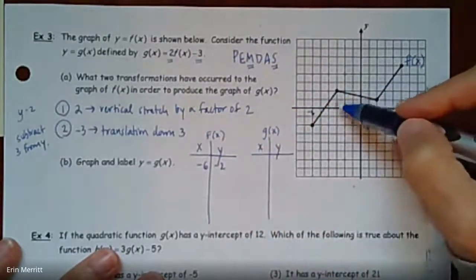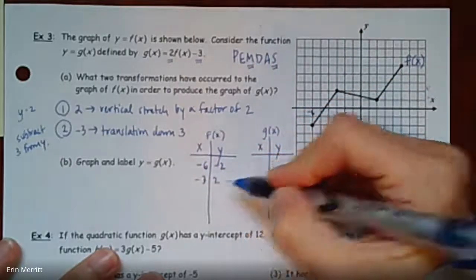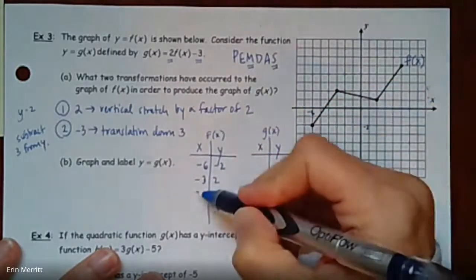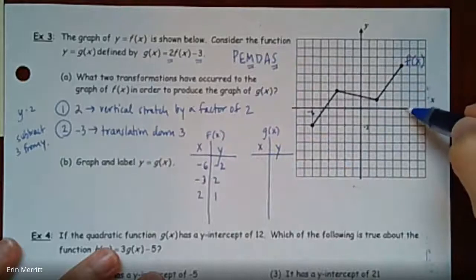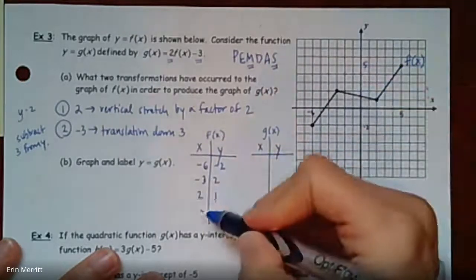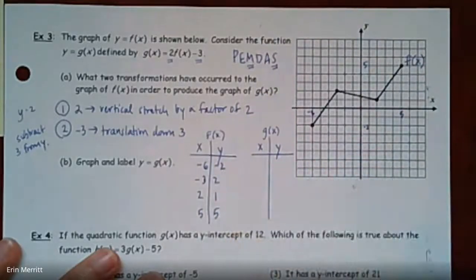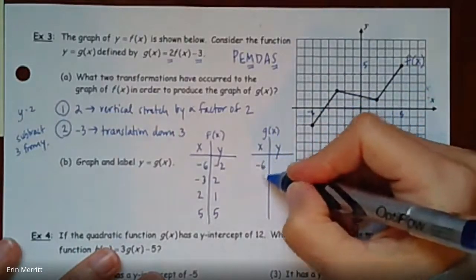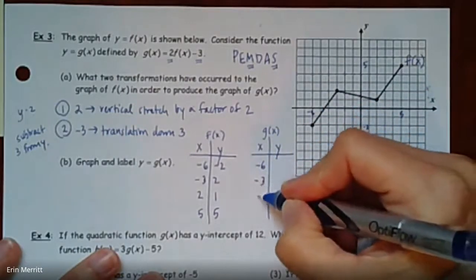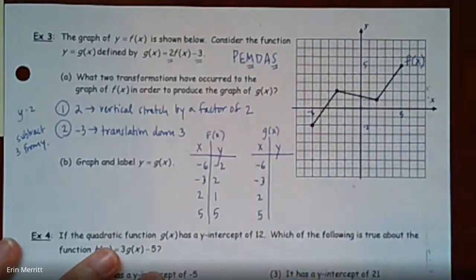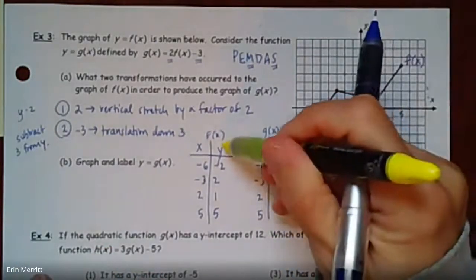This next one is -3, 2. This is 2, 1. And then the last one, we are over here at 5, 5. All right. The cool thing, nothing happens to the x's. So right now, all the x's, copy them down. So they stay -6, -3, 2, and 5. The only thing that's going to change here are the y values.